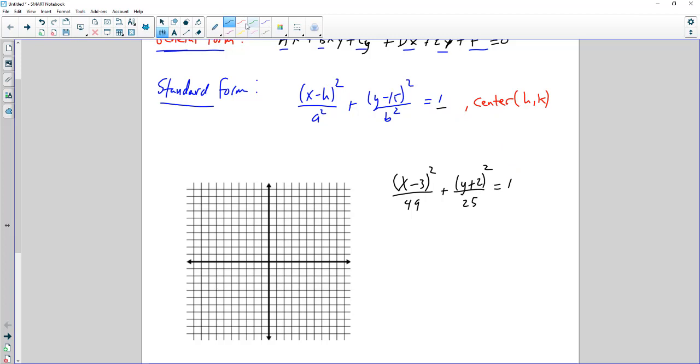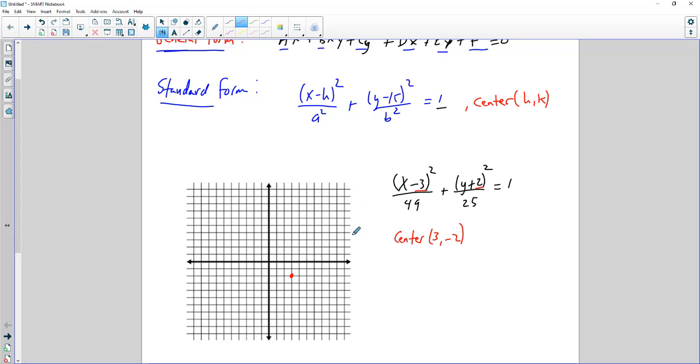Okay? So the ellipse, let's put its center down on the graph. I'm going to actually graph this. The center is (h, k). So what is (h, k)? To find (h, k), you just look at this number and flip the sign. So this is going to be +3 and -2. So that's going to be (3, -2). That's right here. That's the center of this graph.